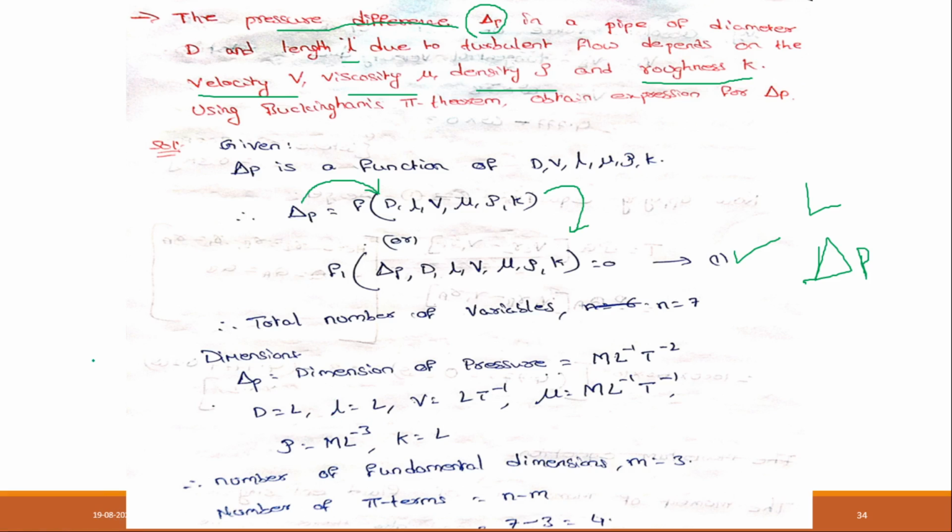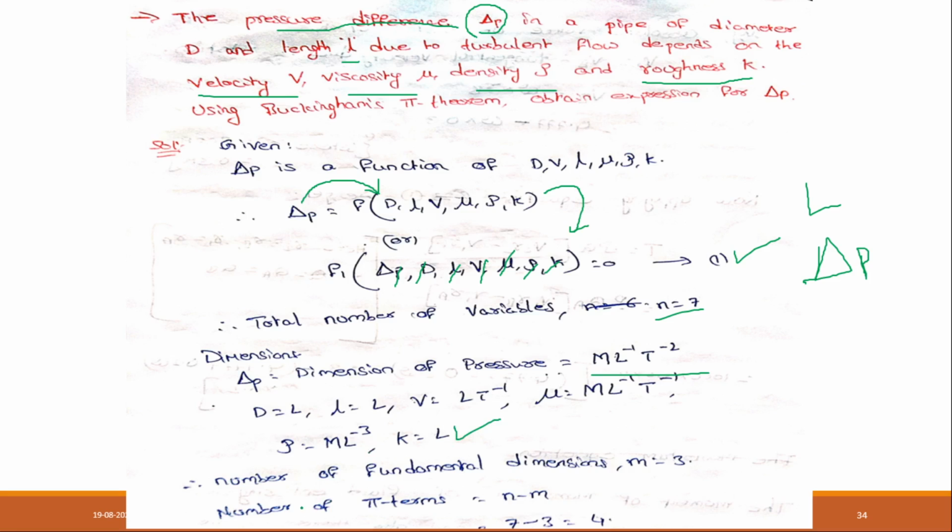Now how many variables are there in total? 1, 2, 3, 4, 5, 6, 7. So the number of variables is 7. Now the dimensions: delta P is M L power minus 1 T power minus 2, D is L, L is length, V is velocity, that is length into time power minus 1, viscosity mu is M L power minus 1 T power minus 1, density rho is M L power minus 3, and K is L.